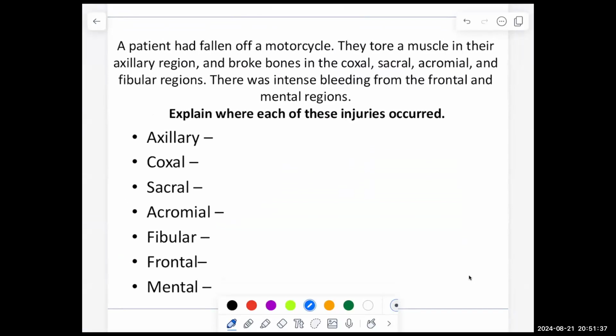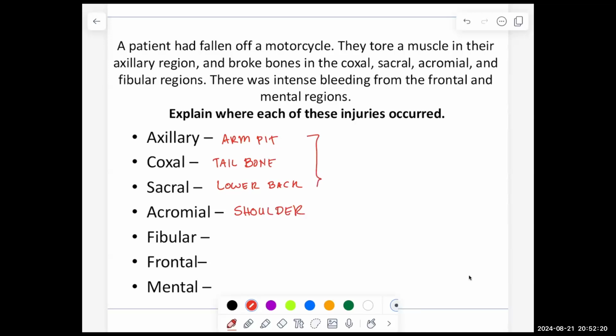Let's see how we do. What is the axillary region? The armpit area. What is the coxal? Yeah, like the tailbone area. What is the sacral? Lower back. Acromial. Very good.